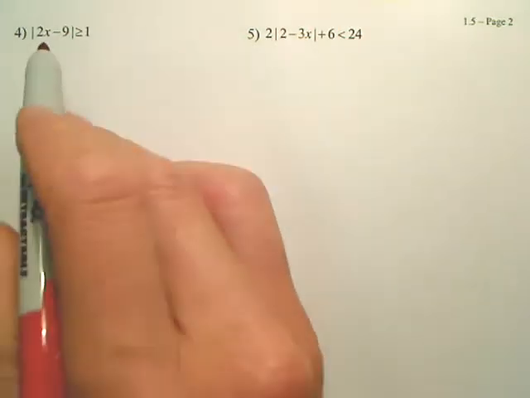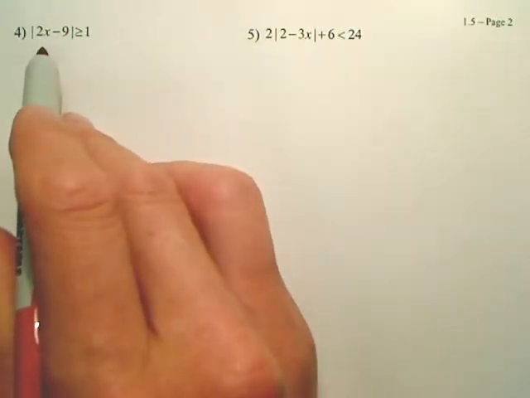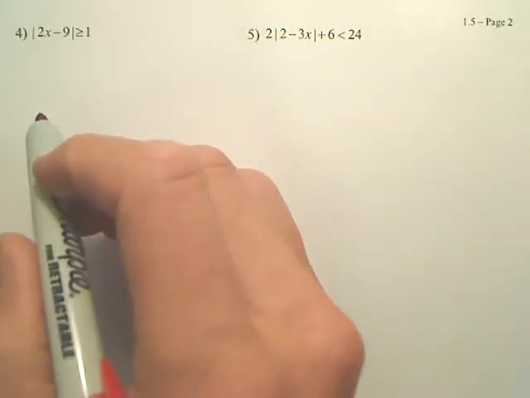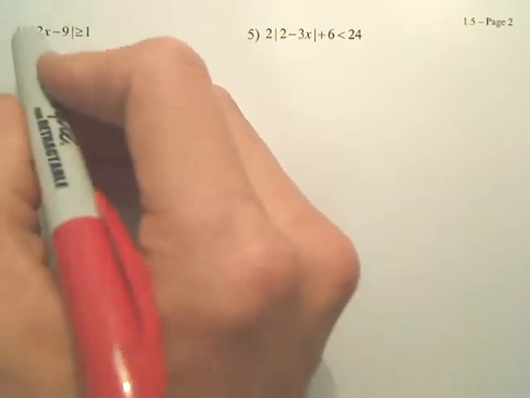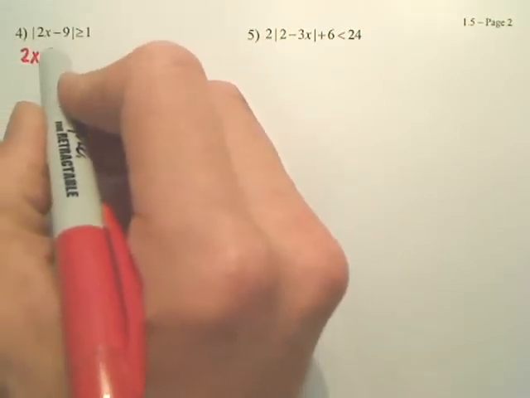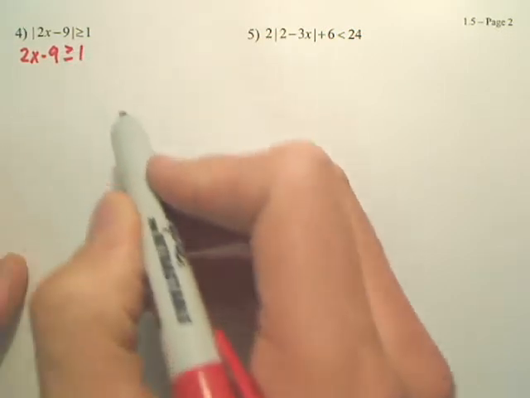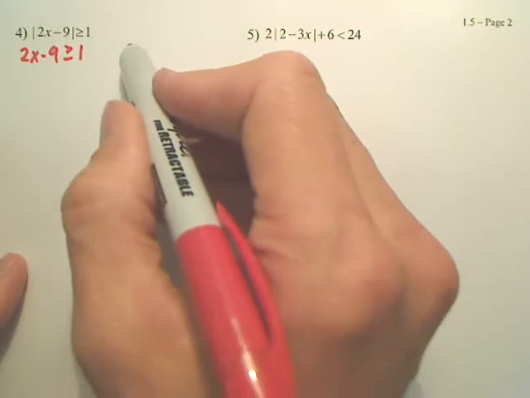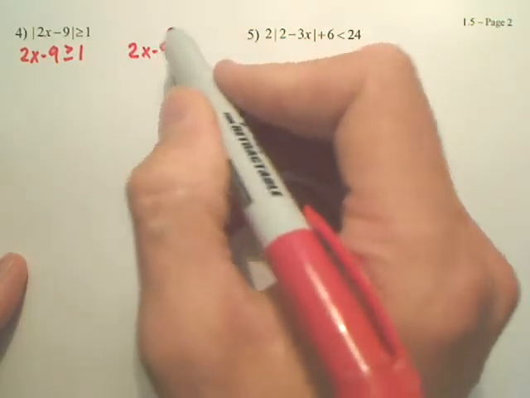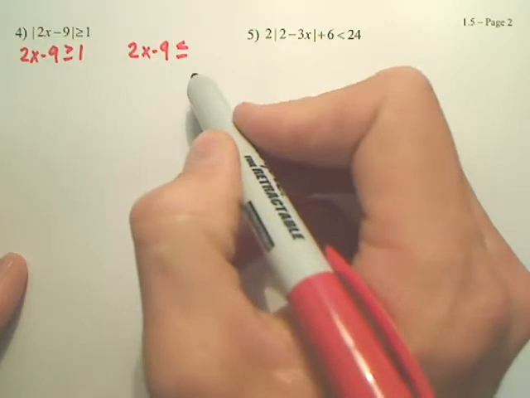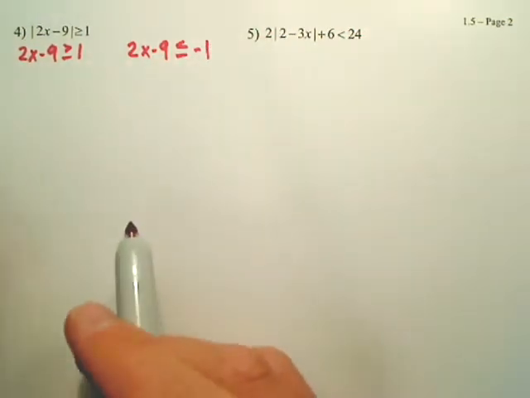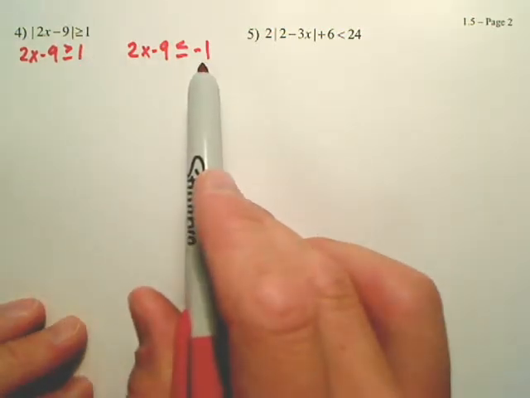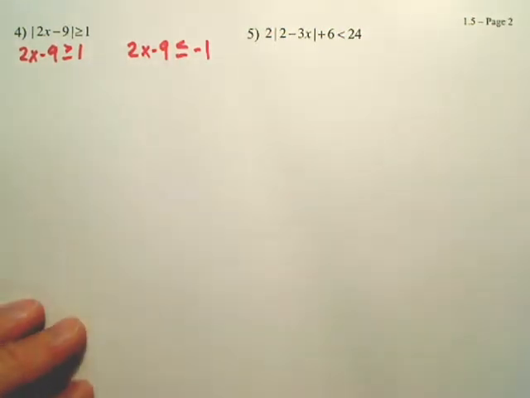Alright, we're going to solve this absolute value inequality. You treat it the same way as an equation, with a little twist. You do 2x minus 9 is greater than 1, except the other one is going to be 2x minus 9 is less than or equal to negative 1. So besides just changing the answer to a negative, what else did I do? I flipped the sign.